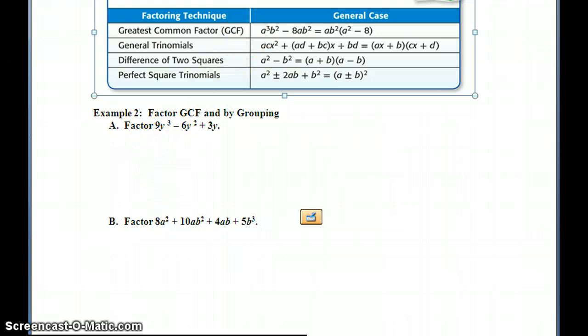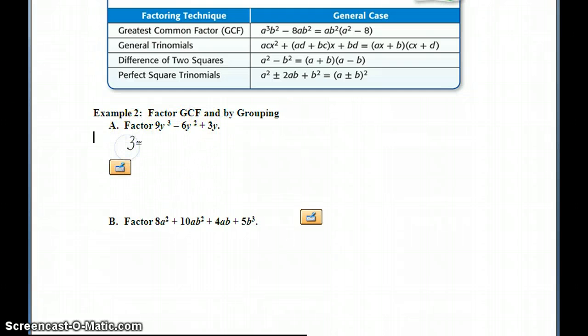So when I look at A, this very first example 2, part A, let me get me a ballpoint pen. The first thing I'm going to do is do the GCF, and then I'm going to factor by grouping. That's another way that you've worked these. But what I'm going to first do is look at my 9y cubed, my 6y squared, and my 3y and think, what is it that they all have in common? And what they have in common is a 3 and a y.